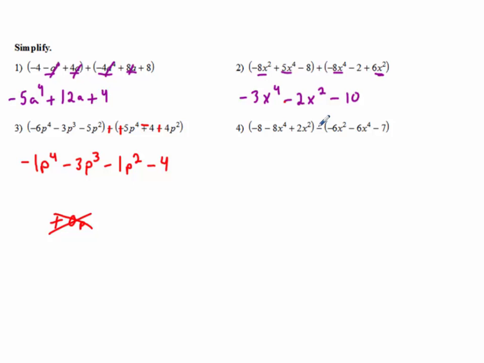So 4, change all the signs in the second parentheses, so all of those become positives, and add like terms. Negative 8x to the 4th plus 6x to the 4th, negative 2x to the 4th. And then x squared, 2x squared plus 6x squared is 8x squared. Negative 8 plus 7 is negative 1. So that's my answer. Pretty easy, hopefully.